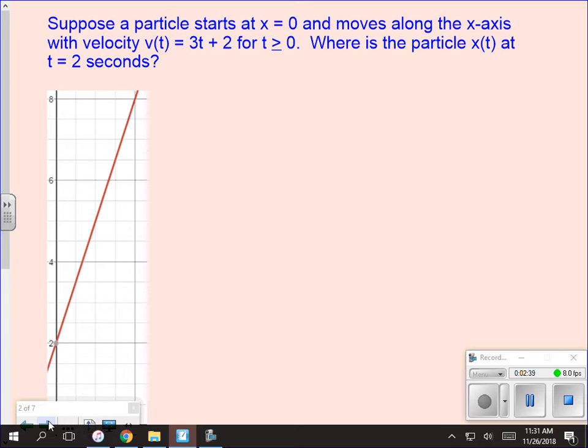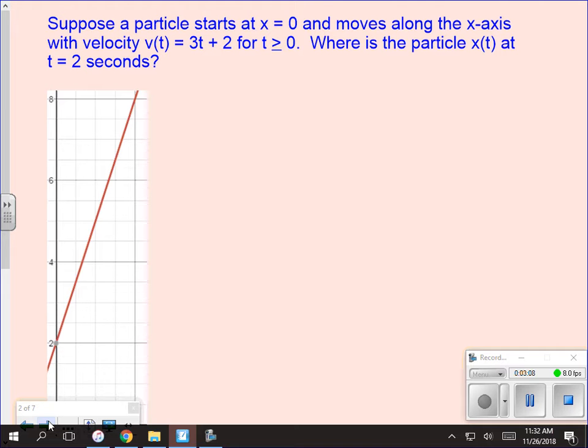Okay. Suppose a particle starts at x equals 0 as it moves along the x-axis with velocity v of t equals 3t plus 2 for t greater than 0. Where is the particle, x of t, after 2 seconds? So it begins at 0 and moves with a particular velocity. Now, when it was a constant steady velocity, what did we do to figure out how far it moved? We took how long it traveled times the speed that it traveled.